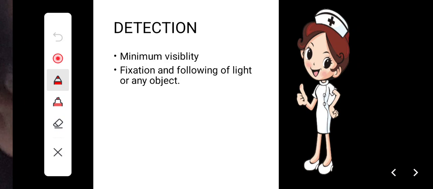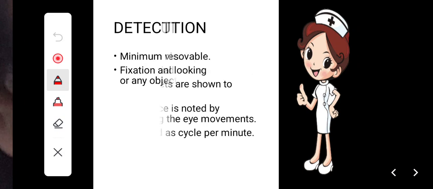Fixation and following of light on any object. We will shine a torch light in the eye of the patient, and he or she is supposed to look at the torch light, which is known as fixation and following of the light or any kind of object, so that we can detect whether vision is present or not. We are not supposed to go for 6 by 6 or 6 by 12 or reading the chart. Just fixation and following is enough for them, because fully corrected vision takes about 6 years to develop in the eyes of the patient.